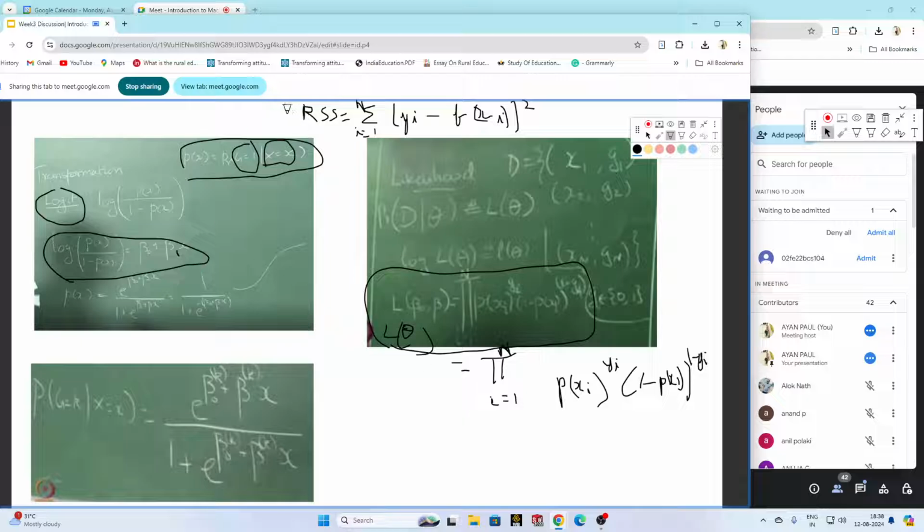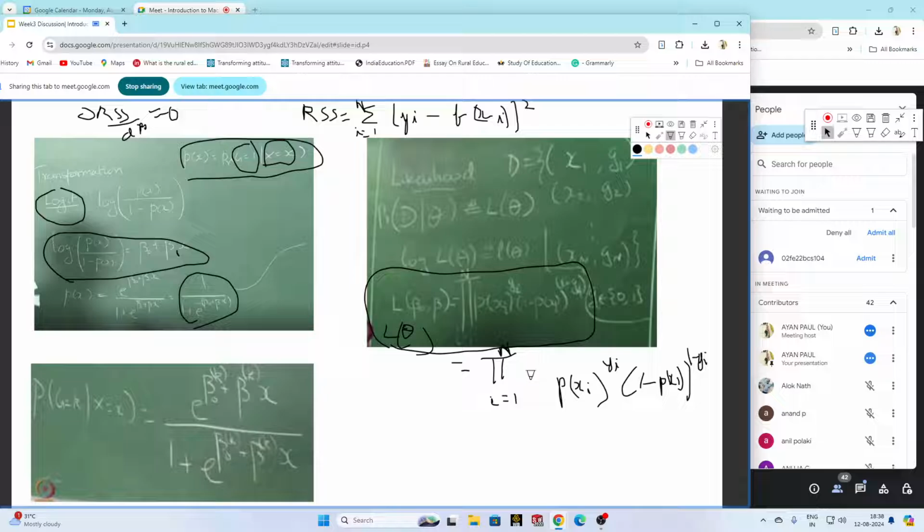Now here also, if we do delta RSS divided by delta beta and equate it to 0, we will get our beta naught, beta 1, beta 2, etc. If we do the same things with respect to beta here, we will get our beta naught, beta 1, beta 2, if we convert this pxi in this form. You can follow your lecture notes. Again I am telling, earlier with RSS we were minimizing the residual sum of squares. Here we are maximizing the likelihood function.